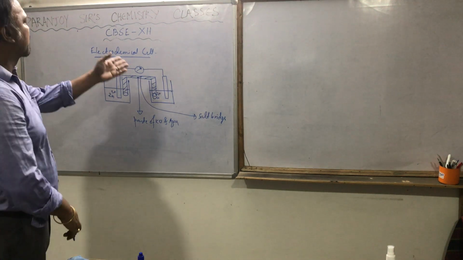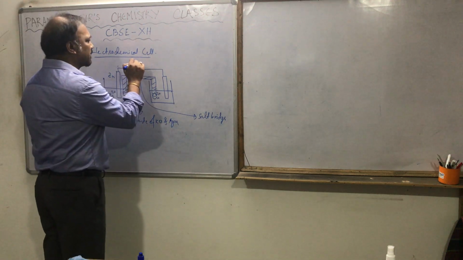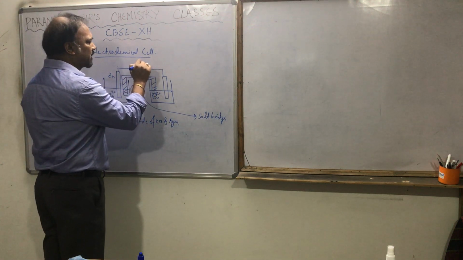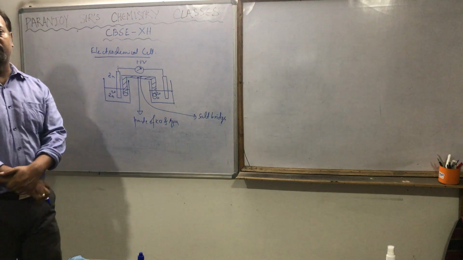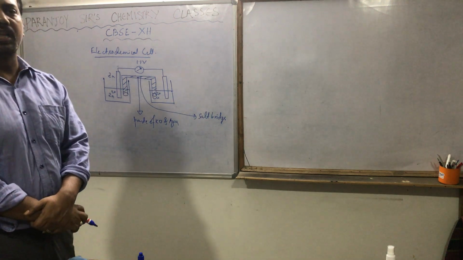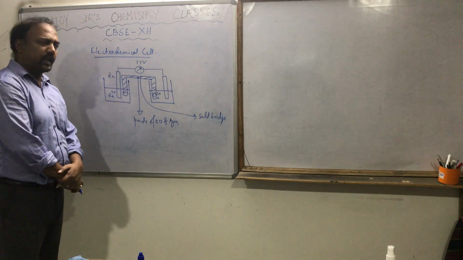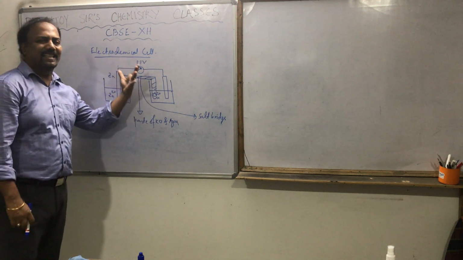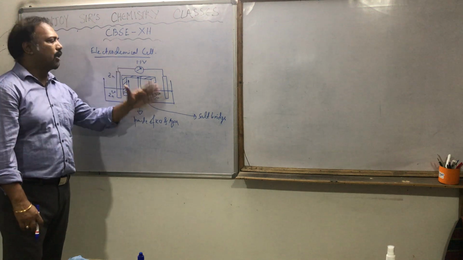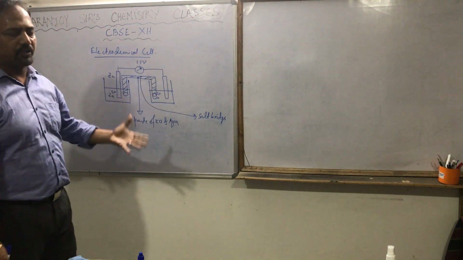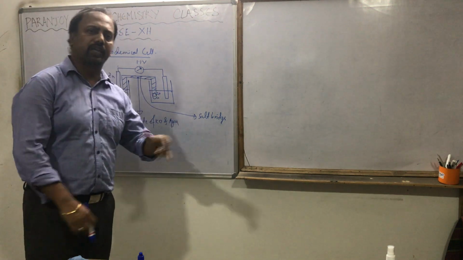Okay, and if we see the voltmeter, we will see the potential difference over here is nothing but 1.1 volt. For this particular cell, the potential difference is 1.1 volt. So this is a cell. Now, which is anode, which is cathode? Why that is anode? Why that is cathode?